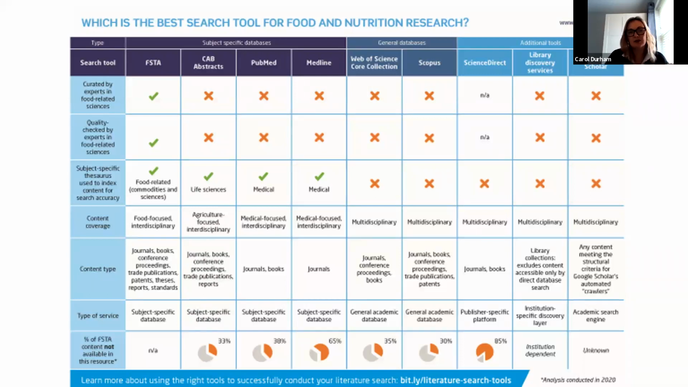But this is an analysis of FSTA against some of the other resources that people use when searching for food science. And you can see that there is content in FSTA that you can't find in other resources as well. So I think this is a useful graphic to show what percentage of content, if you were say looking in Science Direct, is in FSTA that you wouldn't find in Science Direct.